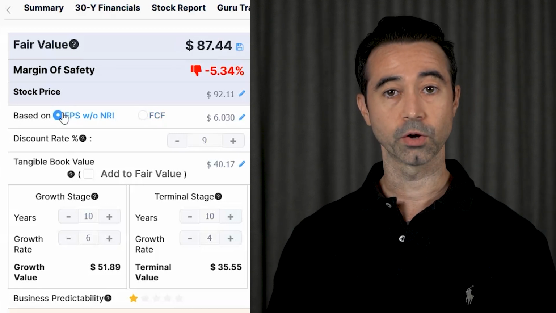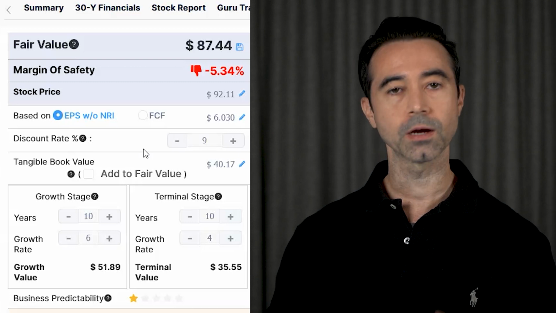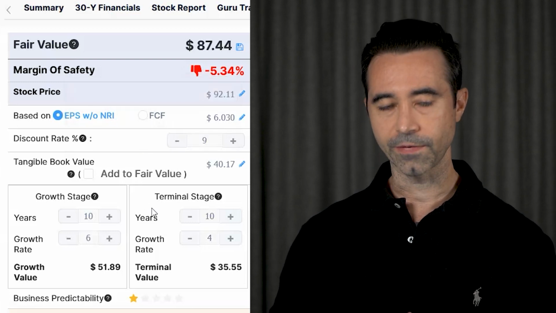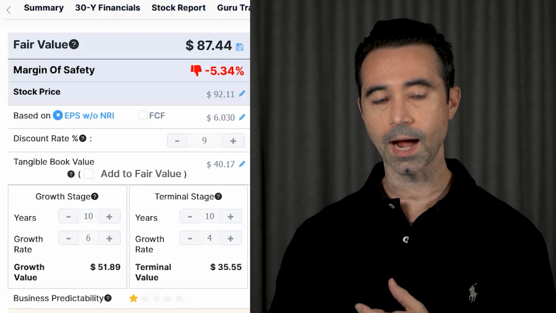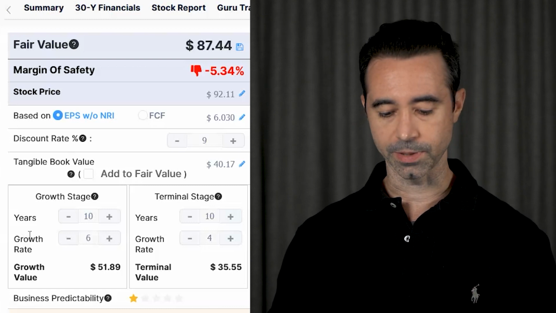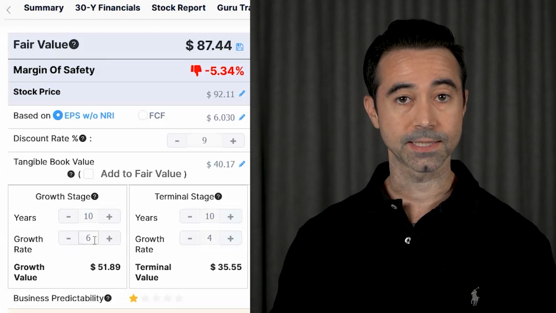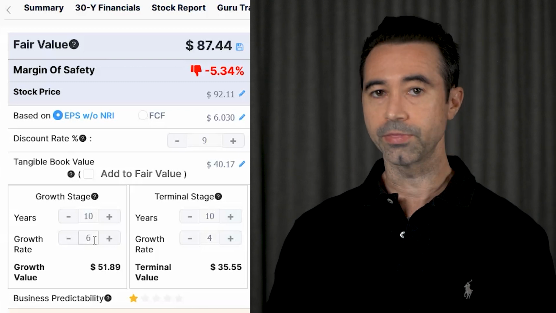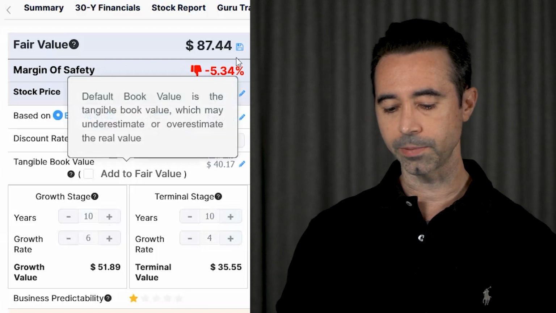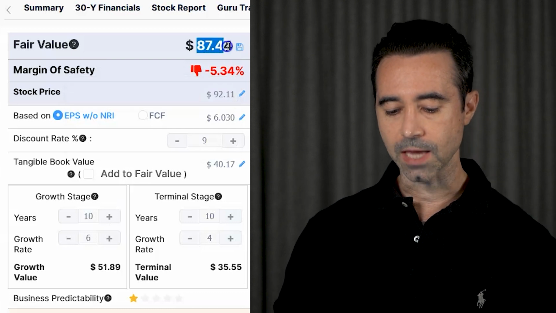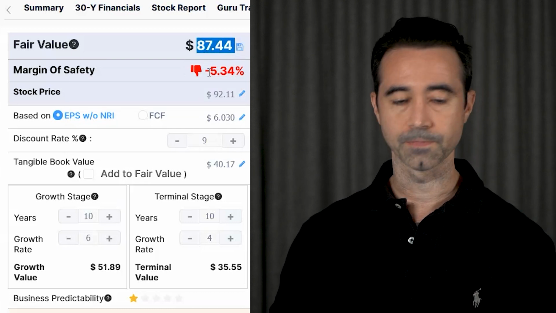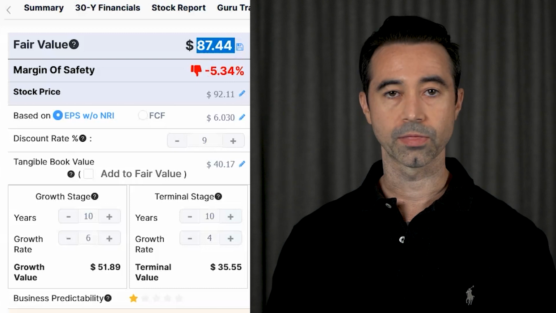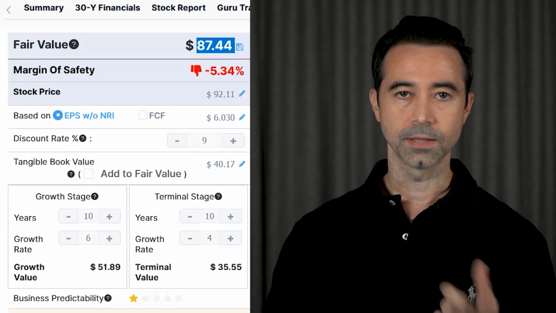Then over here, I do the earnings per share, the discounted earnings per share. Similar thing with this. We've had times where earnings per share have been quite high, times when it's actually not been as high. So I'm going with a 6% growth rate as well over the next 10 years for earnings per share. I think this can easily be achieved by the company. Now, we have an $87 market value for this. That's negative 5.34%, so not as good.